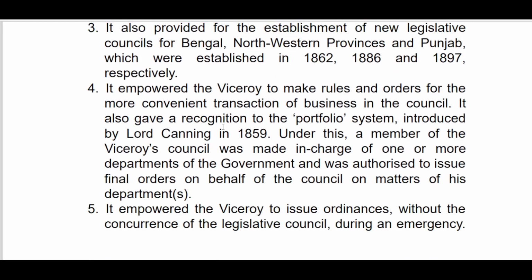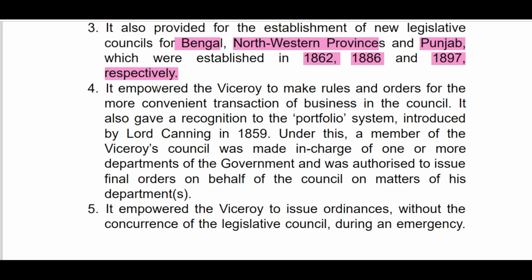Now, the third point is that it also provided for the establishment of new legislative councils. So new legislative councils were established for Bengal, for the northwestern provinces, and for Punjab, which were established in 1862, 1886, and 1897 respectively.